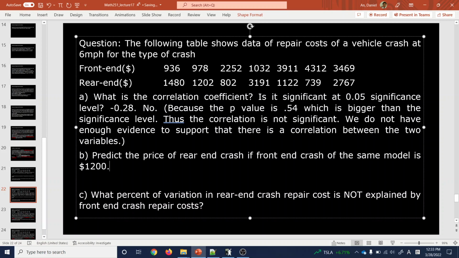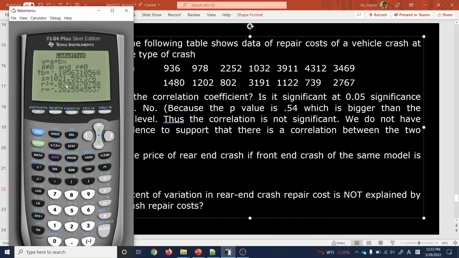All right. Second, predict the price of rear end crash if front end crash of the same model is $1,200. What should we do? See, because the correlation coefficient came out as not significant, this a plus bx with a and b values is meaningless. These two are not what we should be using. Instead, you just have to find the average of L2. Okay, how do you find the average of L2? The list 2.